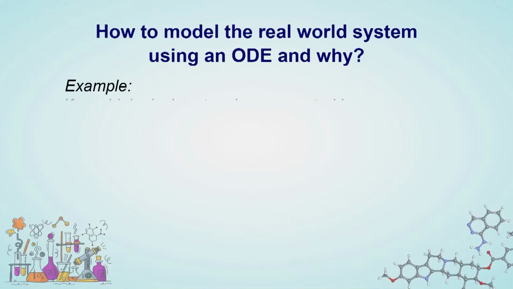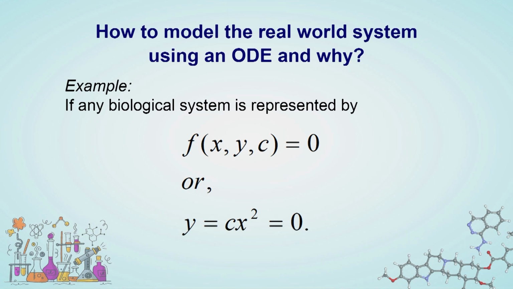This is simply understood by example. We see here any biological system is represented by f(x, y, c) equal to 0, but we cannot trace what this actually is, because through mathematical terminology definitely this is an equation, not an ordinary differential equation, just an equation.